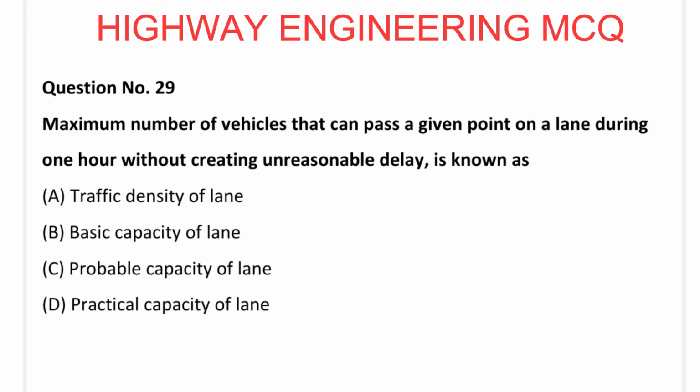So next, the maximum number of vehicles that can pass a given point on a lane during 1 hour without creating unreasonable delay is known as: A, traffic density of lane; B, basic capacity of lane; C, probable capacity of lane; and D, practical capacity of lane. So the correct answer is D, the practical capacity of lane.